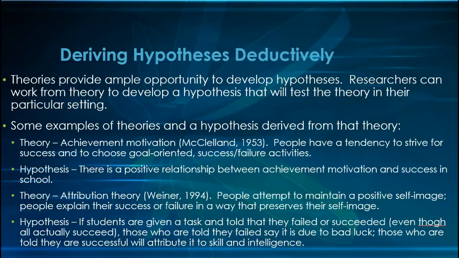So for example, take the theory of achievement motivation: people have a tendency to strive for success and to choose goal-oriented success. That's a theory called achievement motivation theory. A hypothesis then would say that there's a positive relationship between achievement motivation and success in school. So we would be able to describe how we're going to measure achievement motivation and success in school, and see if that's going to have a positive relationship.